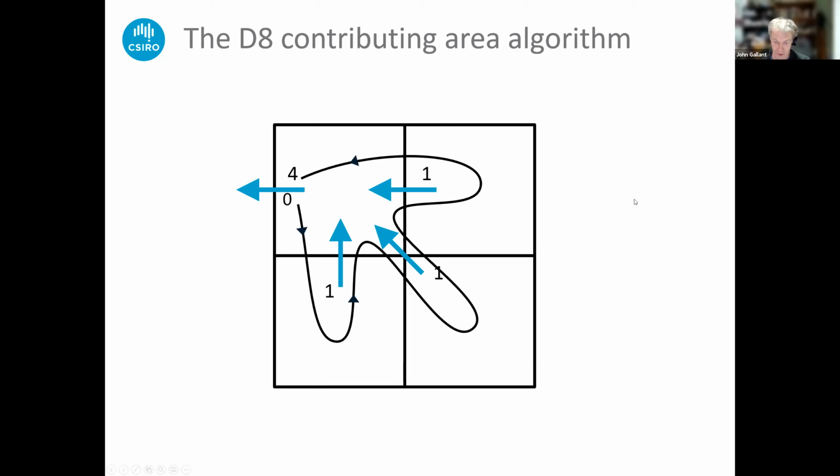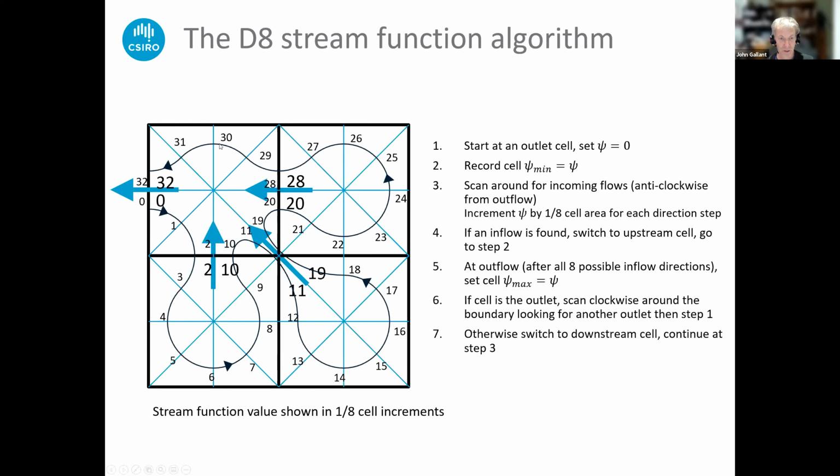So, a quick review of D8 contributing area and how that would proceed on a very simple set of cells. We have an outlet cell here, and basically what we need to do is visit each of the contributing cells in turn and add up the areas coming in from each of them. Now with the stream function method, we do exactly the same thing. We're visiting each of the cells in turn, but rather than just adding up the areas, we're keeping track of where we've been and counting partial areas as we go.